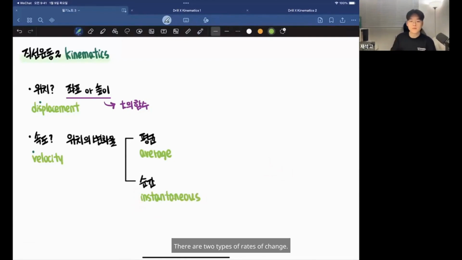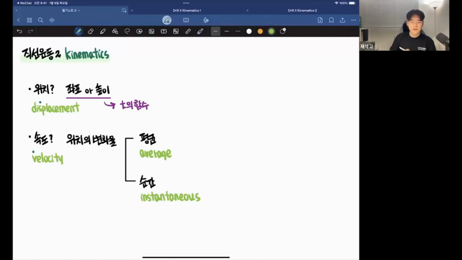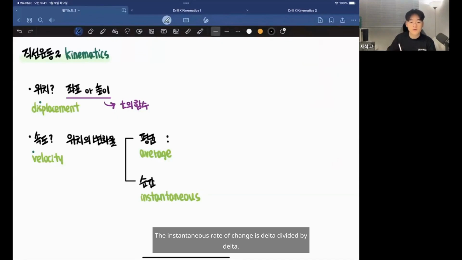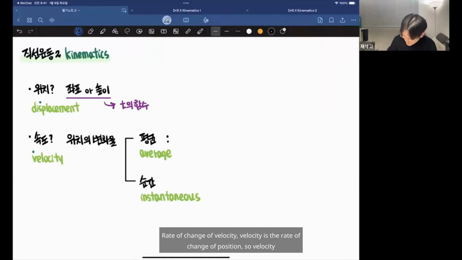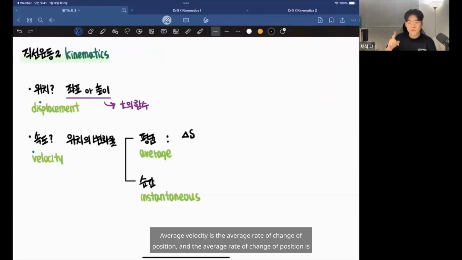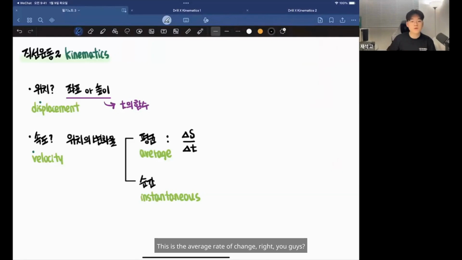Speed is the rate of change. There are two types of rates of change. There is average rate of change and instantaneous rate of change. How do we calculate the average rate of change? The average rate of change is delta divided by delta. The instantaneous rate of change is delta divided by delta, right? Rate of change of velocity. Velocity is the rate of change of position. So average velocity is the average rate of change of position, and the average rate of change of position is delta s divided by delta t. This is the average rate of change, right, you guys?